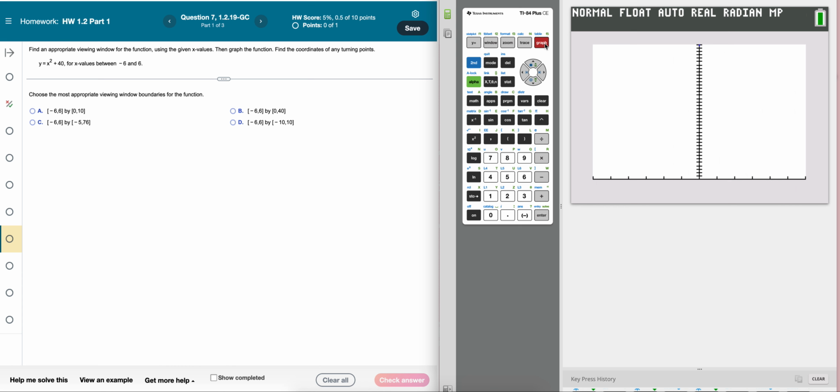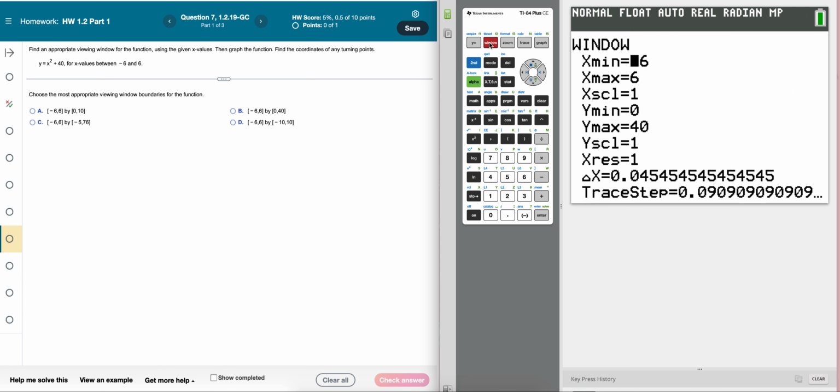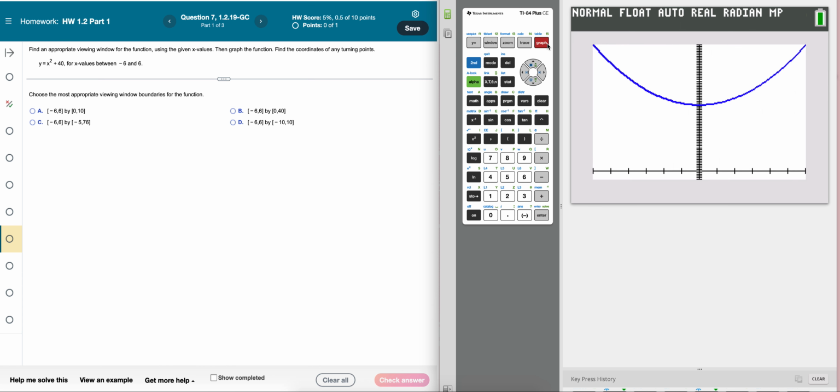Once again, I am not seeing my graph. So let me go back to the window. Since that didn't work, let me go to choice C here, -5 and then positive 76. So my y-min is -5 and the y-max is positive 76. Hitting graph again, now I can see the image here. So it's going to be choice C.